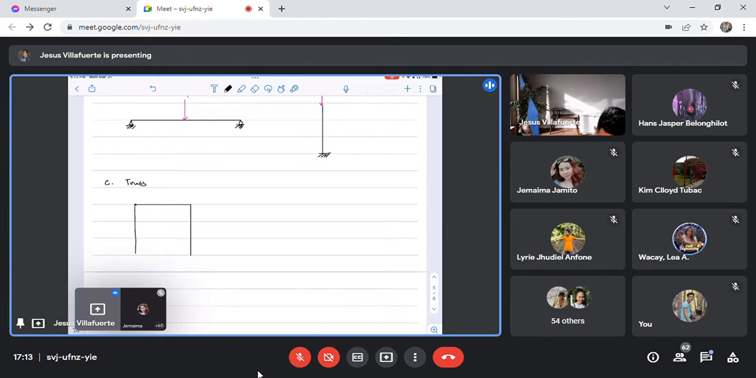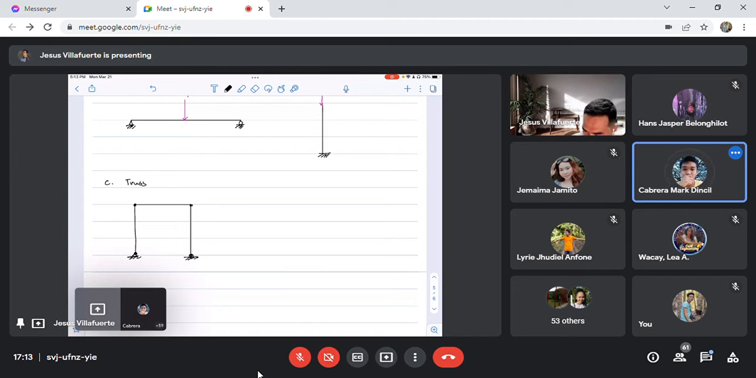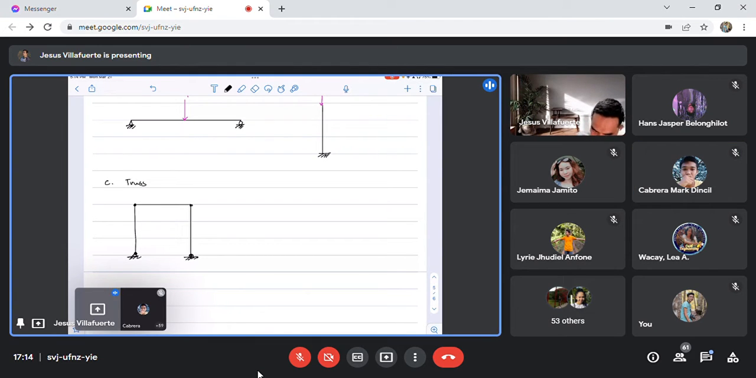So, let's say this is a pin connection, this is a pin connection, this is the support, this is the pin, and this is the support, as a roller. Is this a truss? Because the connections here are pin. No, sir. Yes, Cabrera Mark. Why? If it is all pins, sir, it is possible it will collapse, because the pin only resists vertical and horizontal, not moment. Correct. So this system is not a truss because it cannot support moment.